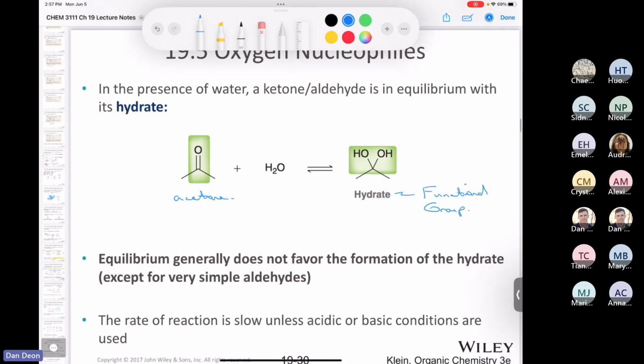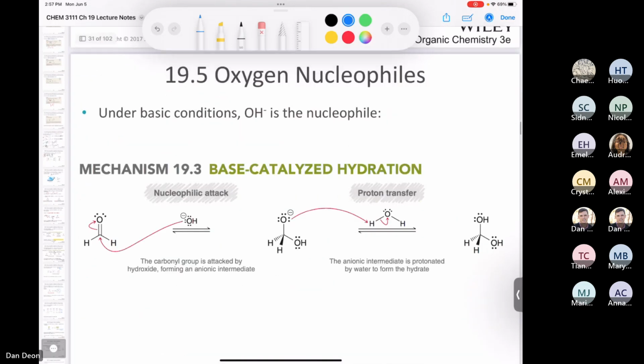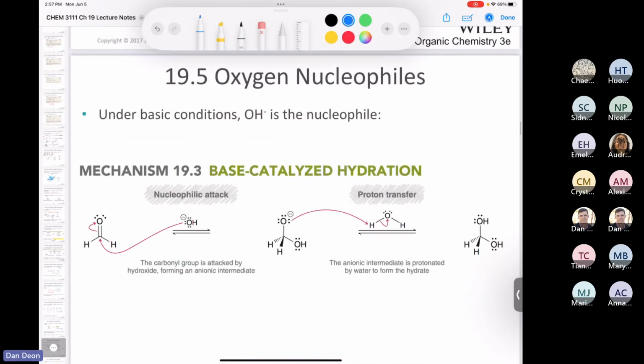However, the rate of the reaction is slow unless you spruce it up with some acid or base. If you do it in basic conditions to make a hydrate, the hydroxide is going to function as the nucleophile, and then you would do a proton transfer with water. So this is an important mechanism: base-catalyzed hydration.